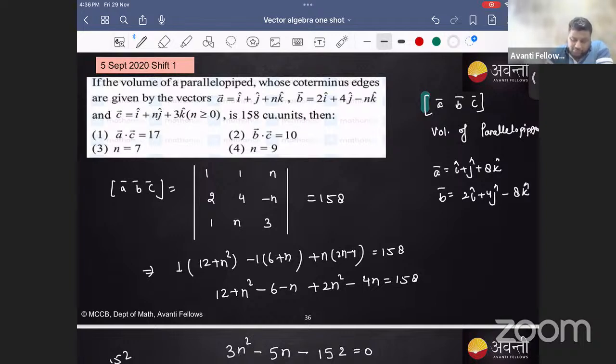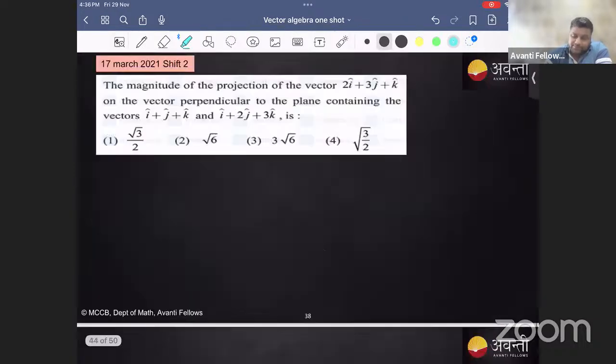So A dot B, though they have not even asked. C is i cap plus 8j cap plus 3k cap. What is A dot C? A dot C is 24, no. B dot C, 2 plus 32, 34 minus 24. Yes, Bombay is the correct answer. Got it? Very good. Now, try this one.